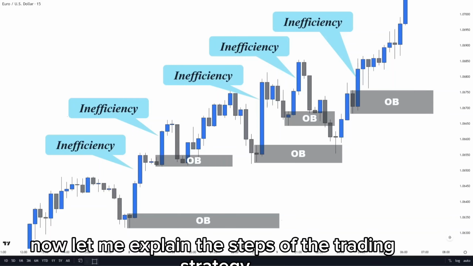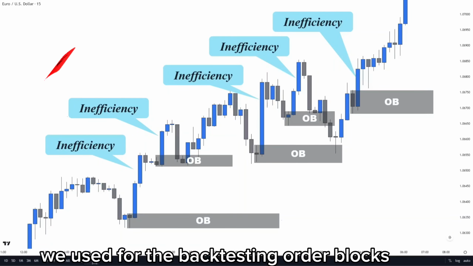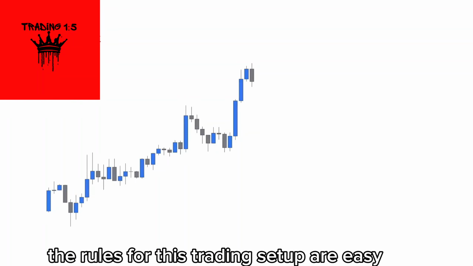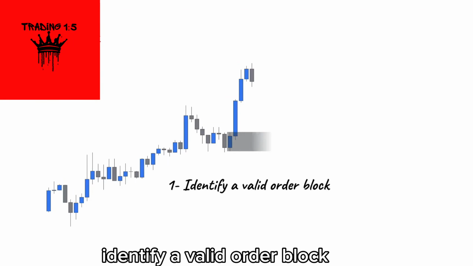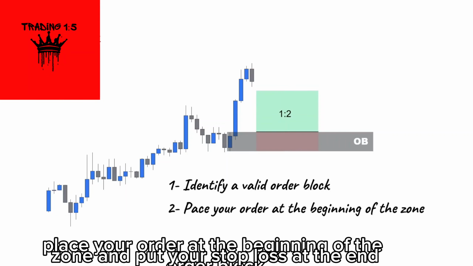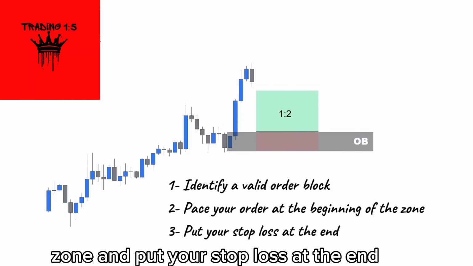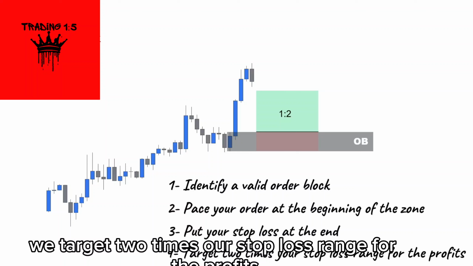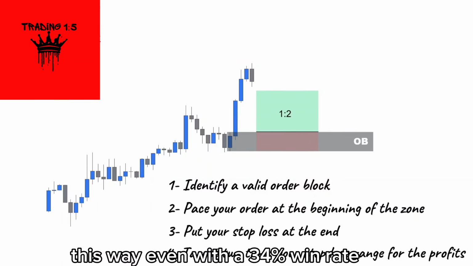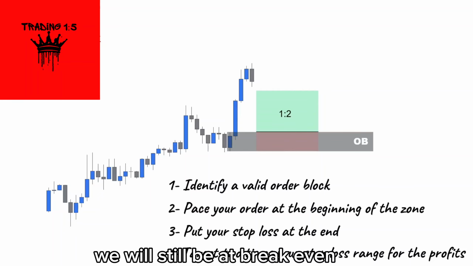Now let me explain the steps of the trading strategy we used for the backtesting order blocks. The rules for this trading setup are easy. Identify a valid order block. Place your order at the beginning of the order zone and put your stop loss at the end. We target 2 times our stop loss range for the profits. This way, even with a 34% win rate, we will still be at break even.